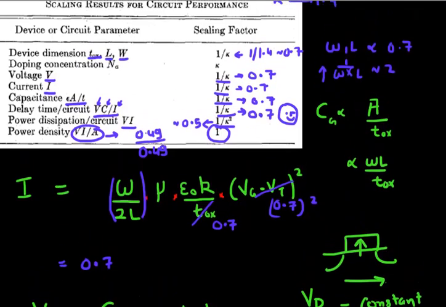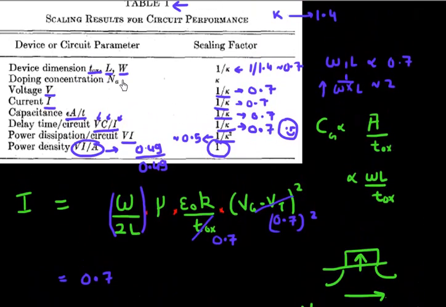One of the remaining lines in this table, which I missed or skipped intentionally, was regarding this doping. Mr. Dennard also said about the doping that the doping concentration should also scale. He said that the doping concentration should scale up by this factor K, or should increase by 1.4. Why did Mr. Dennard say that?